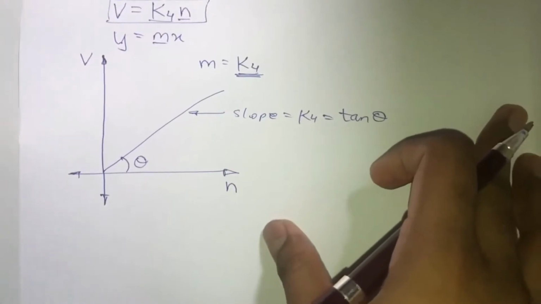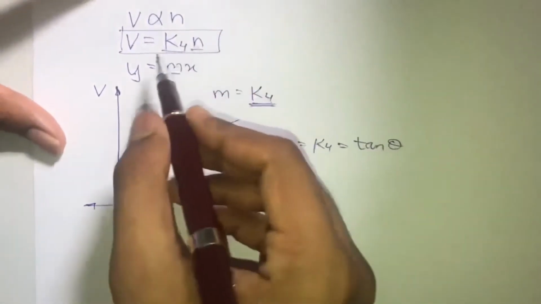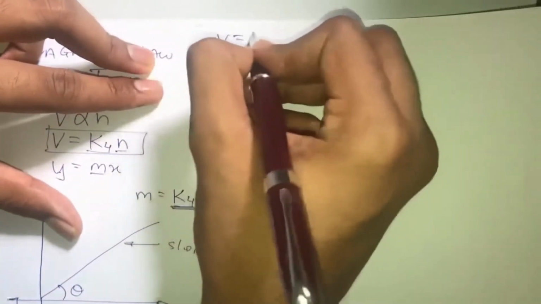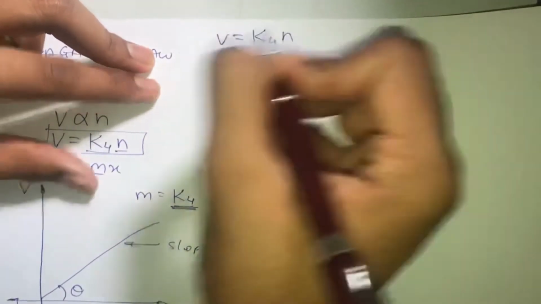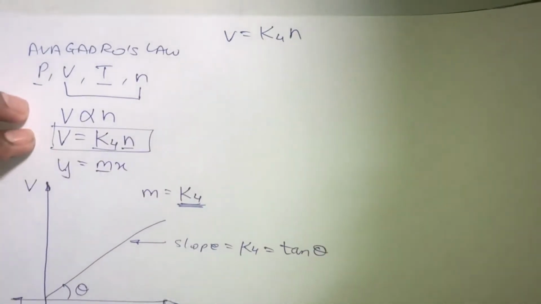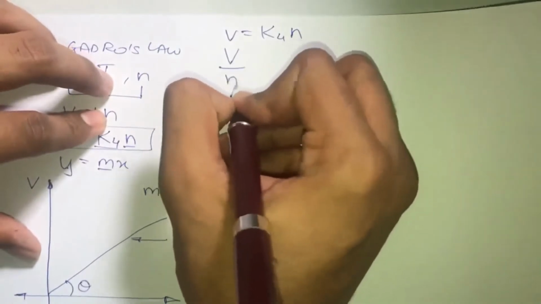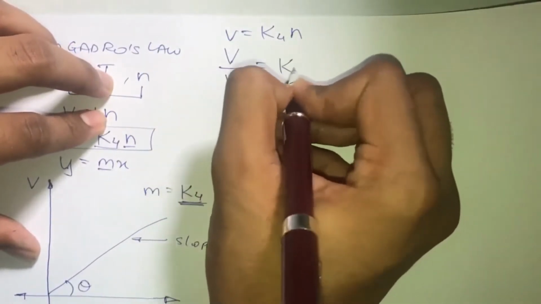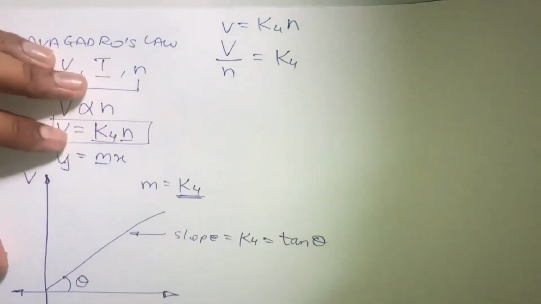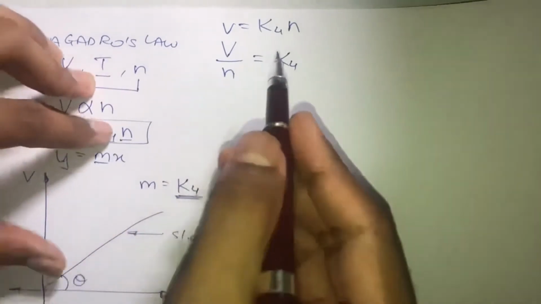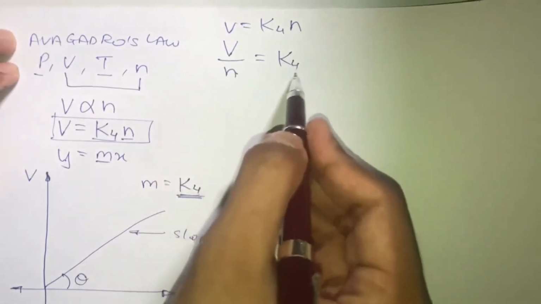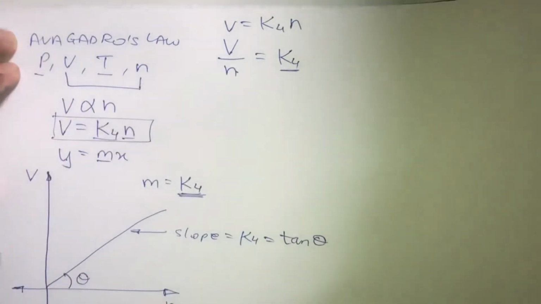Now the next thing is that, see, I am considering this equation again. V = k4n. Now can I take this n on the left hand side? So what I am going to do is shift this n to the denominator on the left hand side. Now try to understand this equation. V upon n is equal to k4, which means that for any value of V and n, the ratio is always going to remain a constant value.